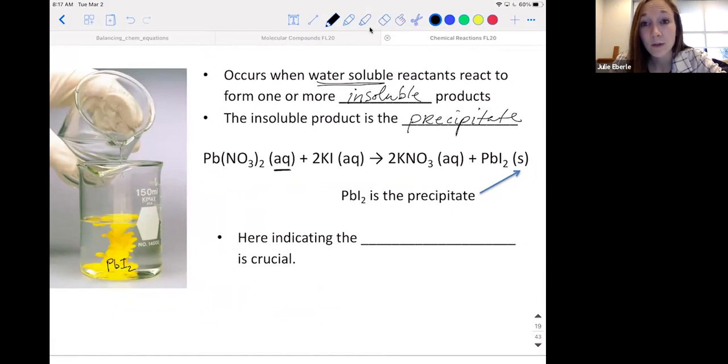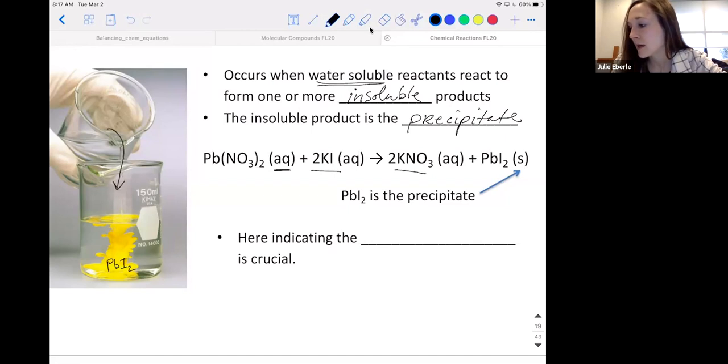AQ stands for aqueous, and aqueous is something that is dissolved in a solvent, in a liquid. So we have lead(II) nitrate, okay, and we have potassium iodide as well. These are both aqueous. These are both compounds that are dissolved in their separate beakers. And then when you mix them, that's when you see one being poured into the other. So they're going to react when they're mixed.